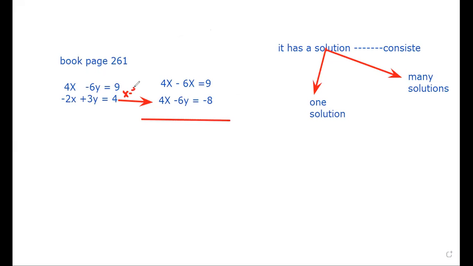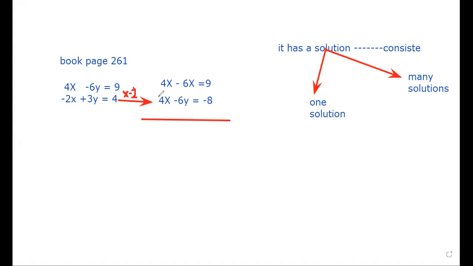Miss Hannah, I have a question. Yes. Why do we multiply by 2? We want to make both coefficients the same. So Judy notes that the first one has 4 and the second one has negative 2. Then she wants to make both the same, so she told me we are going to multiply the second equation by negative 2. Negative 2 times negative 2 equals 4x. 3y multiplied by negative 2 equals negative 6y. 4 times negative 2 equals negative 8.